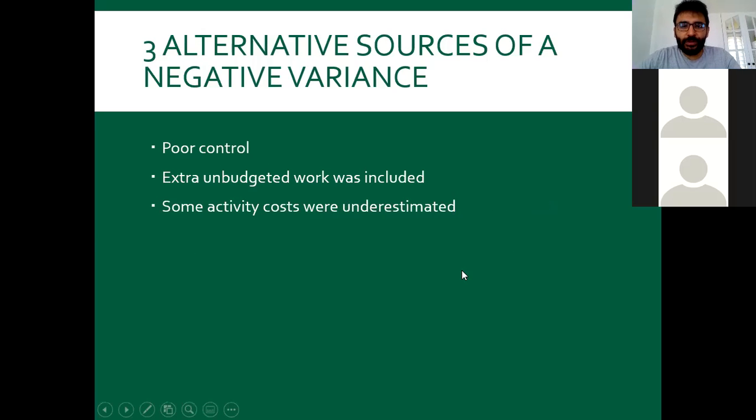So, three alternative sources for negative variance: lack of full control. Yes, you cannot control the costs. Someone is stealing, maybe, right? Someone in your project team or project partners may steal from you. How do you know that? Extra unbudgeted work was included, right? As with the expedited costs, as you remember. Some activity costs are underestimated. So it's again a bad planning problem.